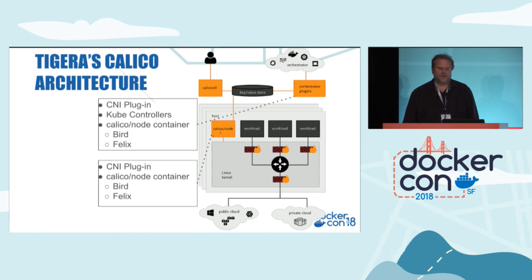That's sitting here. And then we have something called the Calico node container, and that runs Bird, which is a BGP daemon. That's how we talk to the rest of the world about routing information, and Felix, which is the thing that drives the Linux kernel. There's nothing we install in the kernel. This is all standard Linux, etc.